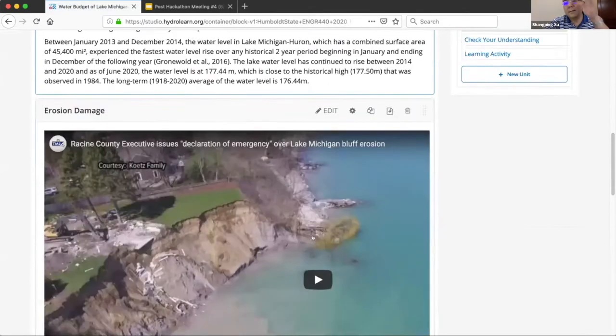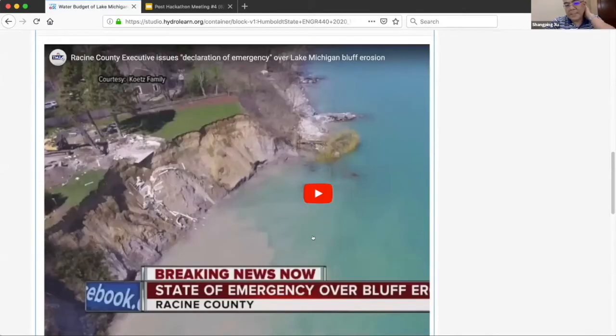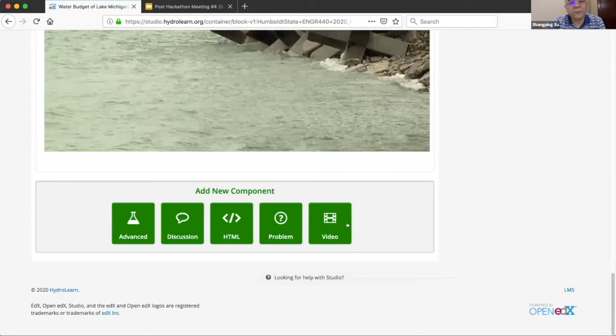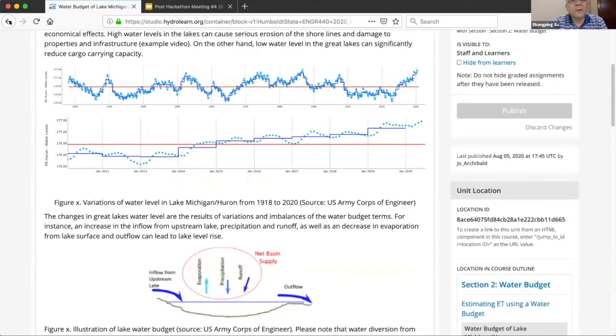You can see the importance of looking at this ET, because you can link it to erosion, link it to damage to infrastructure and those kinds of things. So that's the water budget one.